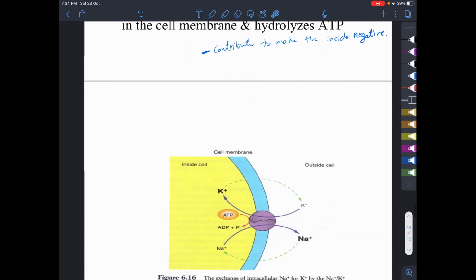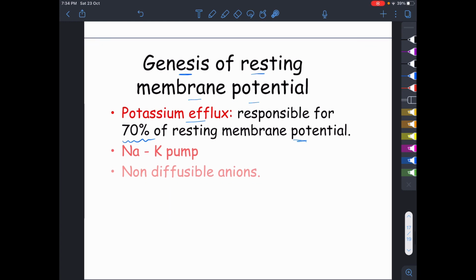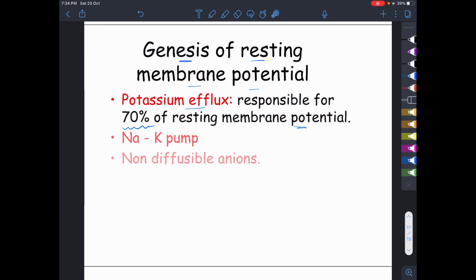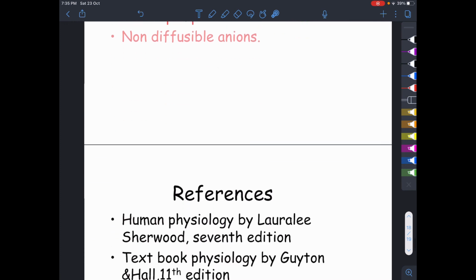Okay, so let's continue with the genesis of the resting membrane potential. Potassium efflux, potassium going outside the cell, is responsible for 70% of the resting membrane potential. Also the sodium potassium pump, and also the non-diffusible ions. So these 3 things are responsible for creating the resting membrane potential.